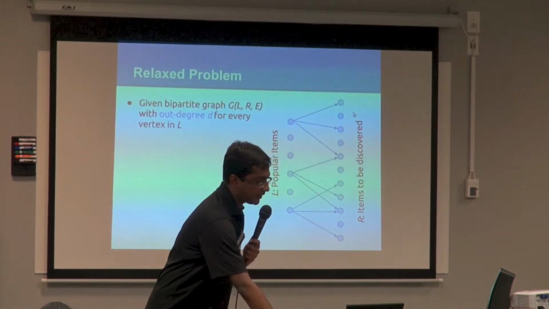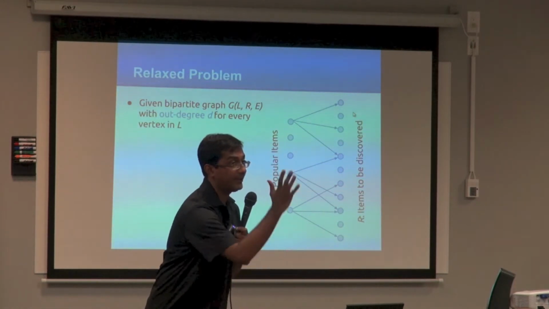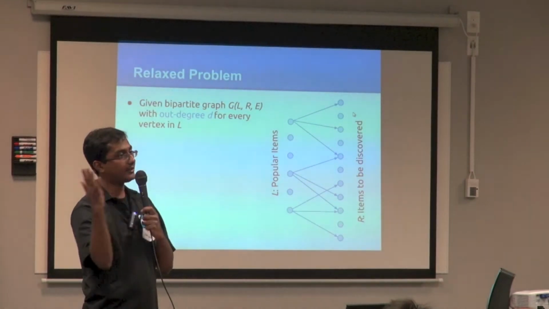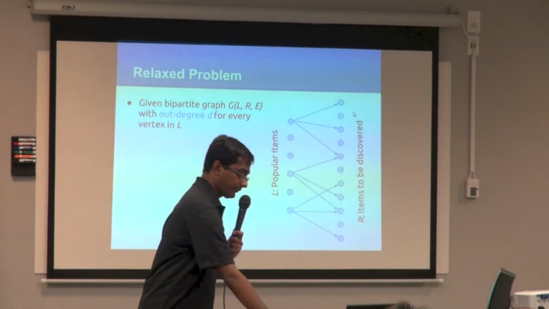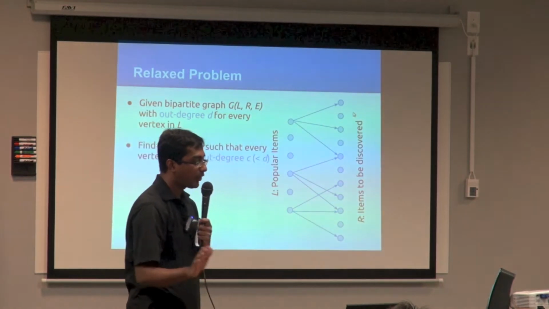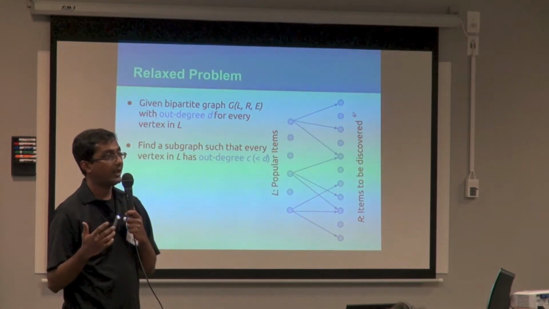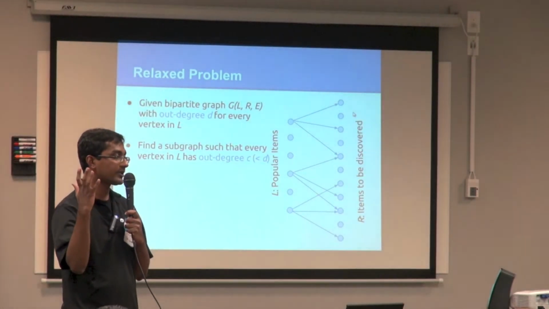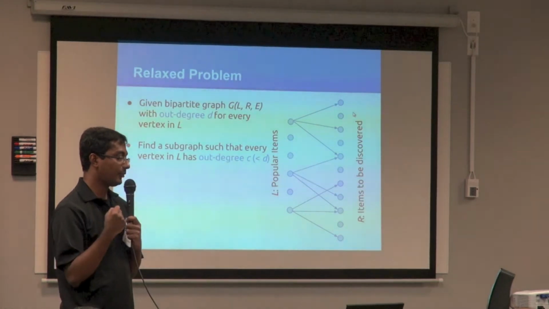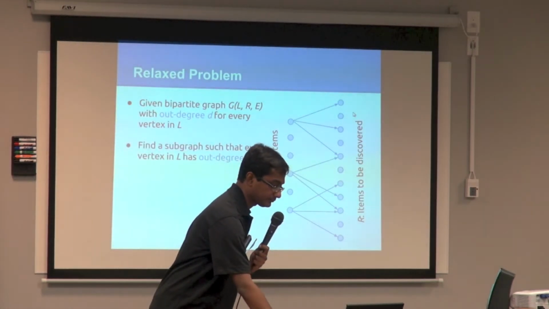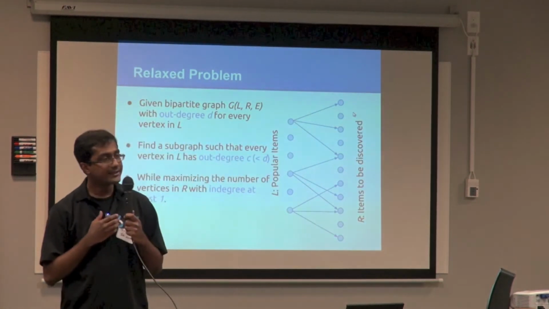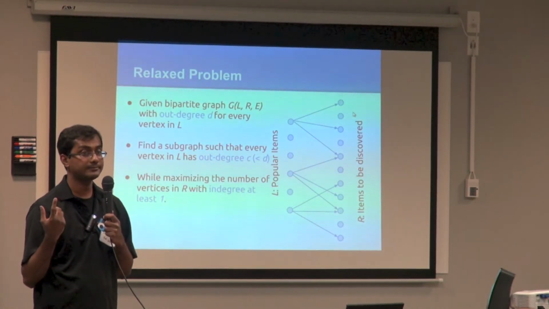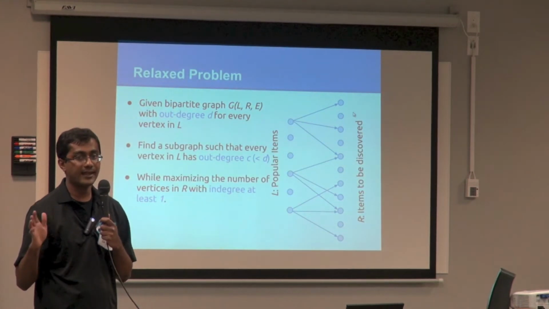So we have a bipartite graph G. Every vertex on the left has out degree D now. Okay? So left side is going to recommend stuff to the right side. Same problem as before. We want a subgraph where left side goes from degree D to degree C. C is smaller than D. So you start with 1,000 recommendations on the left, bring it down to like 10. Okay. Same problem as before. We want to maximize the number of vertices with an in degree of at least 1. So no change so far, right? It's the exact same problem as before.